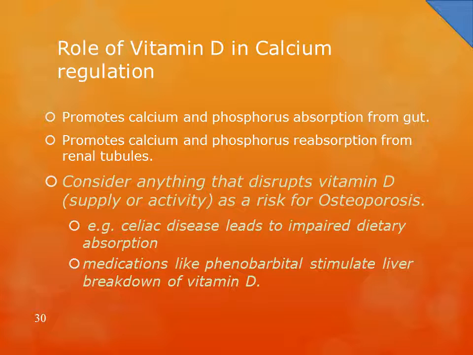The role of vitamin D: this promotes calcium and phosphorus absorption from the gut and from the renal tubules. Anything that disrupts this activity of vitamin D puts you at risk for osteoporosis. So you're not getting enough, your skin is really dark and you live at the North Pole, you have celiac disease, or you're taking a medication like phenobarbital that causes your liver to break down all of the vitamin D that you get from your diet.